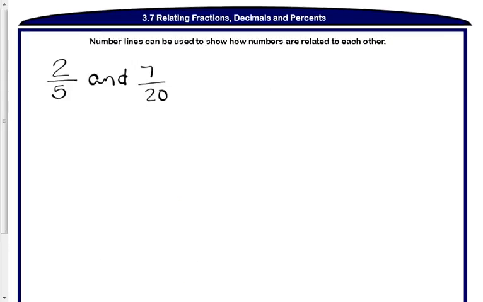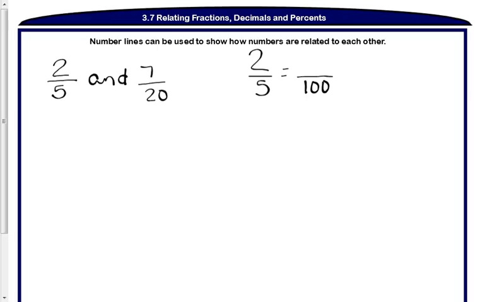You can also use number lines to show how numbers are related to each other. So we have 2 out of 5 and 7 out of 20. So let's start with the 2/5. Right now, 2/5 isn't easy to put into a decimal or a percent. But if we get a denominator of 100, it makes it a bit easier for us.